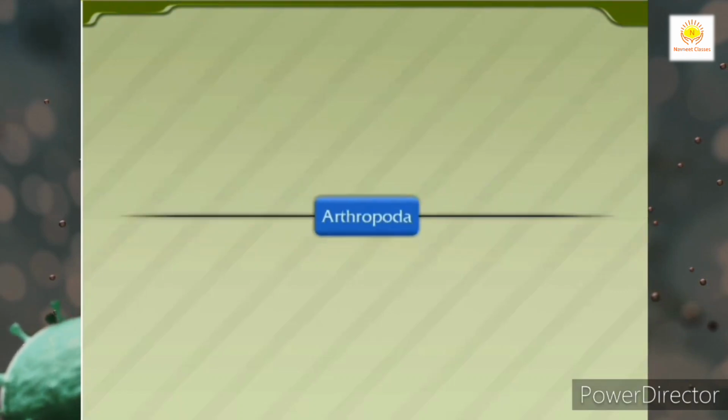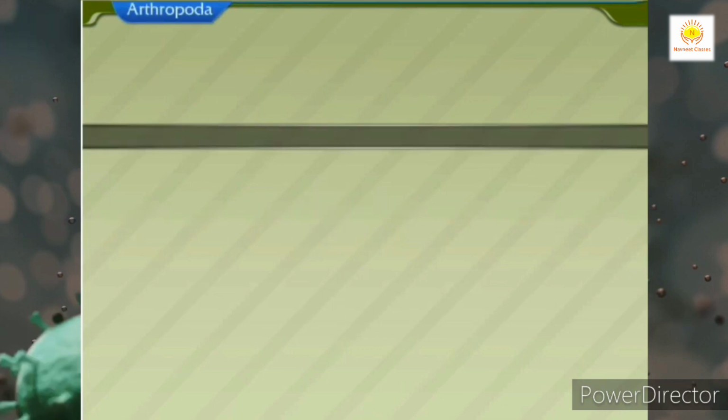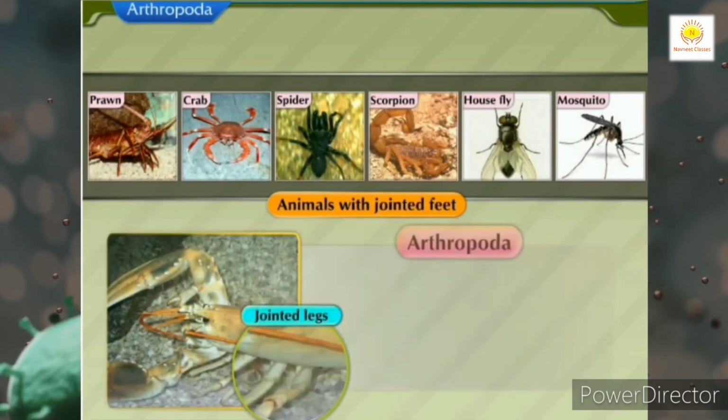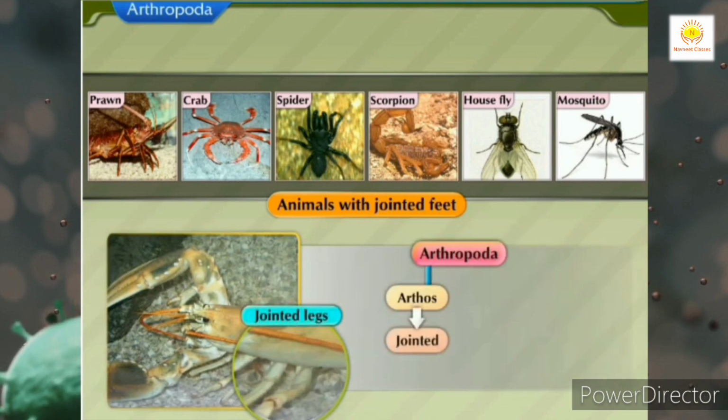Arthropoda. These are the animals with jointed legs. Arthros means jointed and podas means feet.